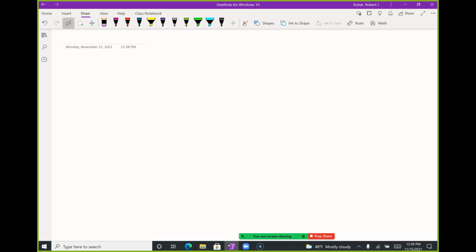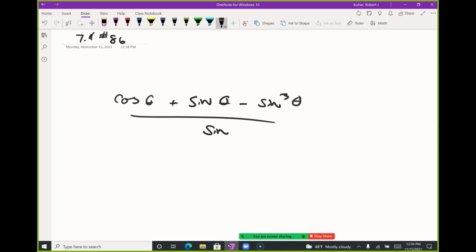Oh, I should have used a conjugate, I think. This is 86. Cos of theta plus sine of theta minus sine cubed theta, all over sine of theta, should equal cotan theta plus cos squared of theta.